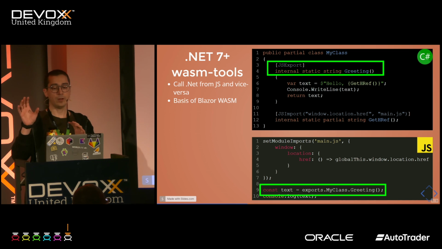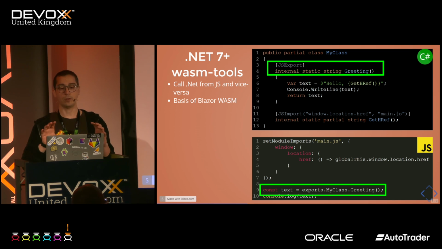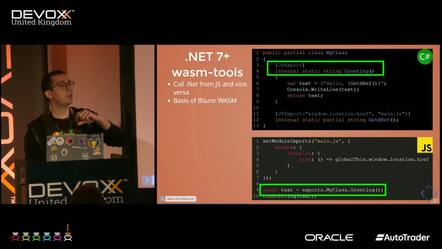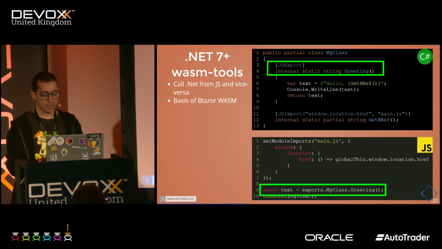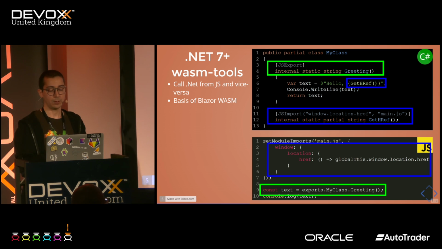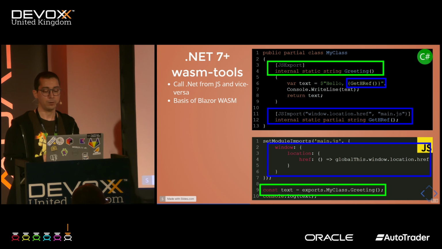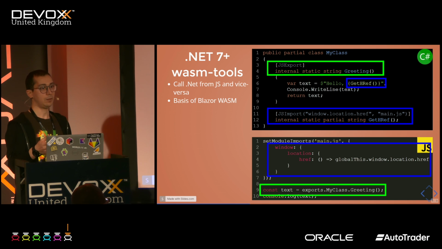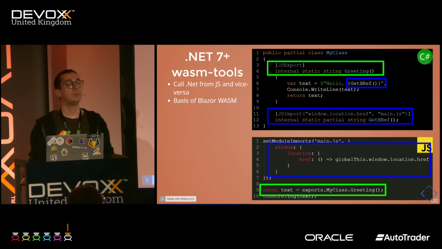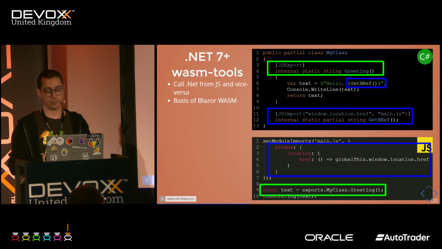So you see here two files, a C# file and a JavaScript file in the same web application. And you see that in C# you can export some methods to JavaScript that you can call in JavaScript, as you see below. And you have the opposite. We define a method in JavaScript, highlighted in blue below, and you can import it in C# and call it from C#, as you can see in line number 6. So you have two-way communication between JavaScript and .NET.